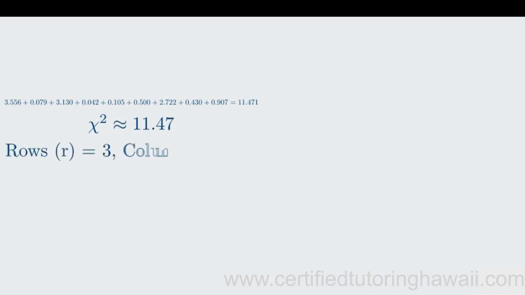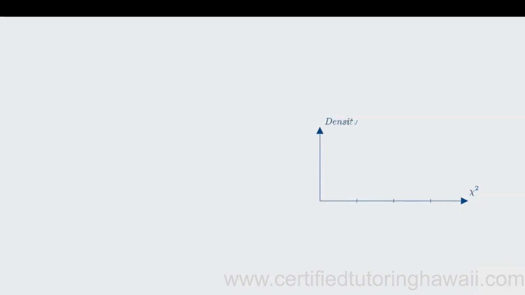Next, we need the degrees of freedom. Since our table has 3 rows, classical, rock, and pop, and 3 columns, low, mid, and high GPA, the degrees of freedom is (3 minus 1) times (3 minus 1), which is 2 times 2, equaling 4. With a chi-square value of 11.47 and 4 degrees of freedom, we can find our p-value.